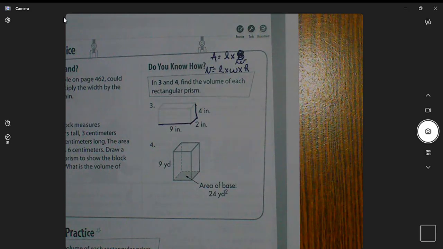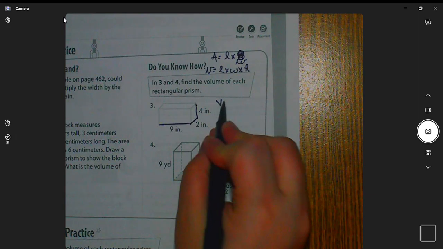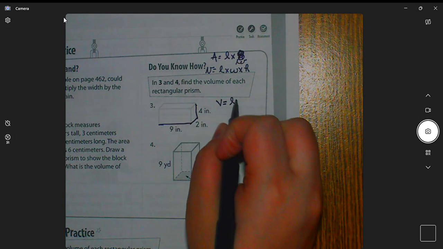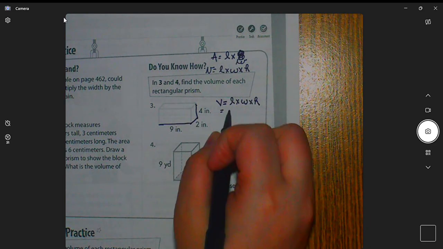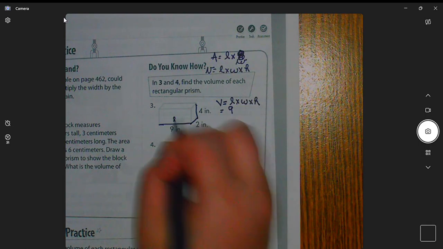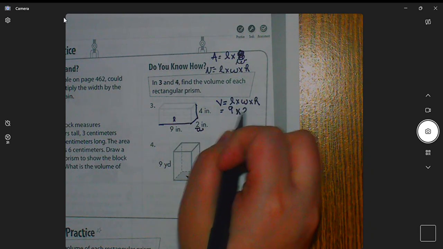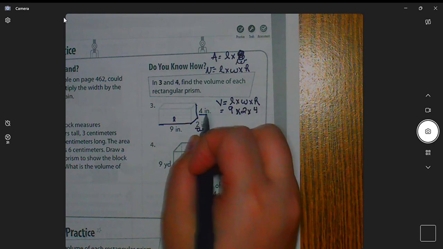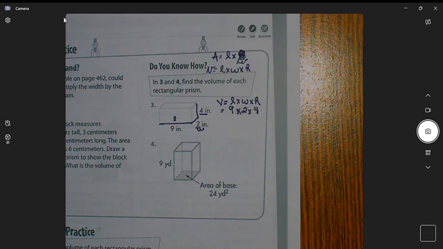So, let's look at number 3. We're going to write the formula each time. So V equals length times width times height, which equals 9 for your length times 2 for the width times 4 for the height. And you can multiply these in any order, because the associative rule of multiplication tells me these numbers can sit in any order in the formula and they will still be correct when I multiply them together.